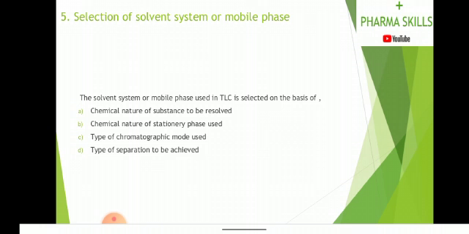Fifth is the selection of the solvent system or mobile phase. The solvent system or mobile phase used in TLC is selected on the basis of the chemical nature of the substance to be resolved and the chemical nature of the stationary phase used. Both are important. On this basis we select it, along with the type of chromatographic mode we are using and the type of separation to be achieved.